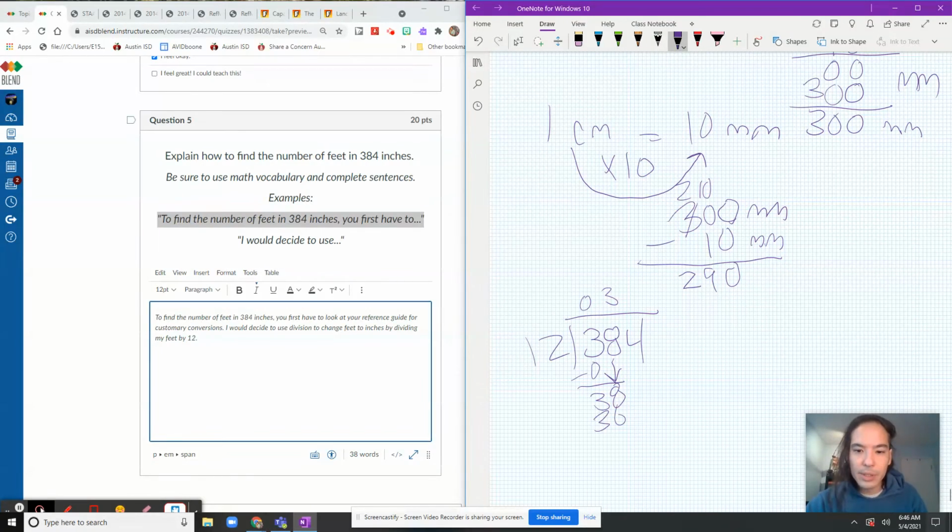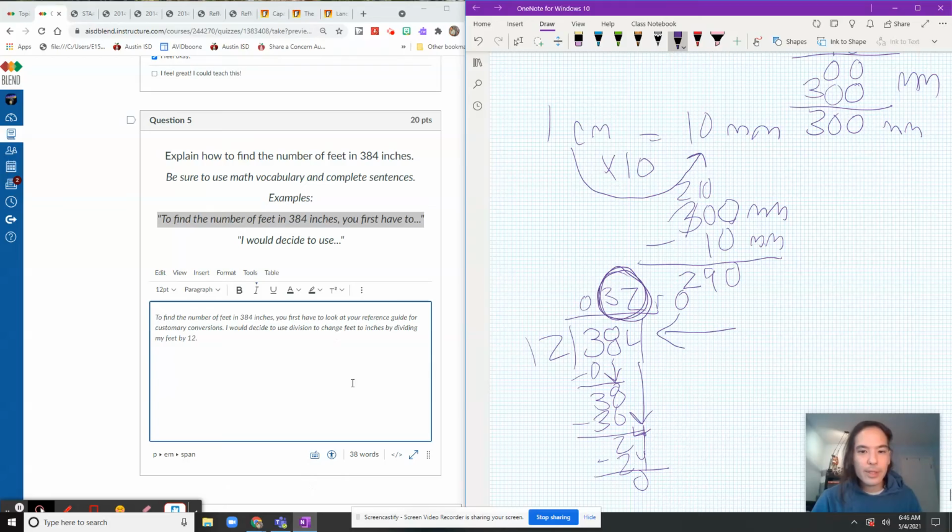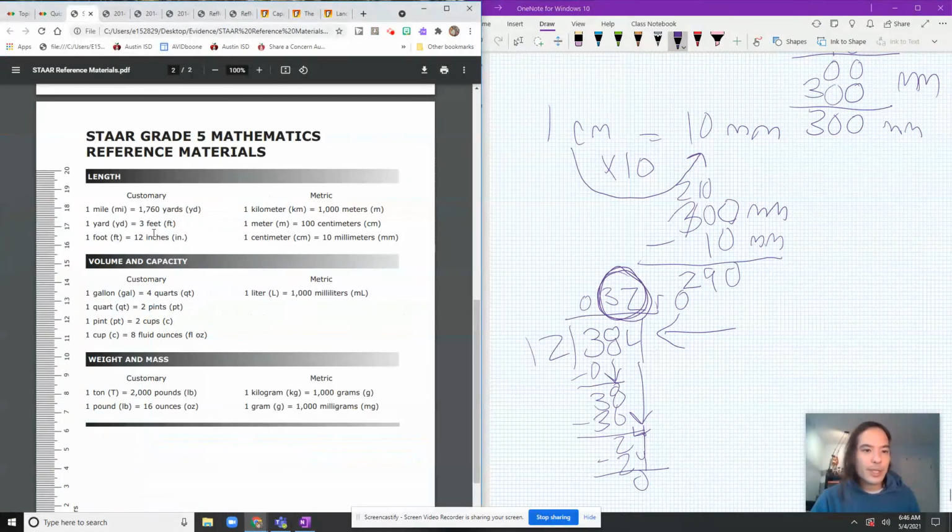So 12 times 3 is 36. 12 times 2 is 24. That leaves us with remainder 0. So it looks like, once again, there are 32 feet in 384 inches. So that's how we would figure that out. We would take the number of inches, divide it into groups of 12, and that will tell you how many feet there are. So once again, if you're using your STAR reference guide, how do I turn 12 into 1? I would divide by 12.